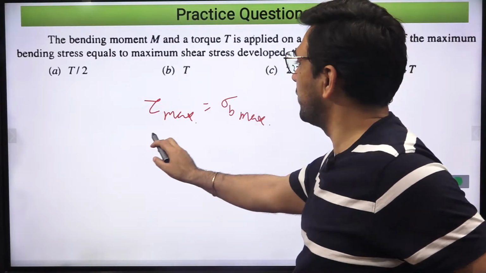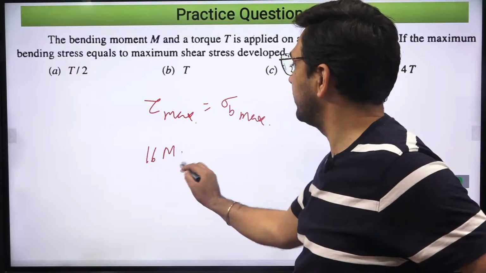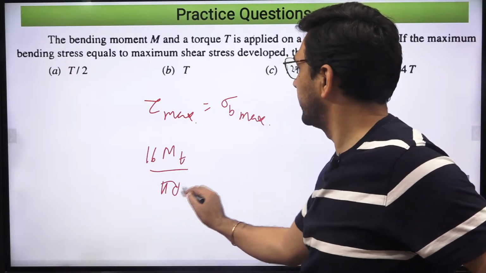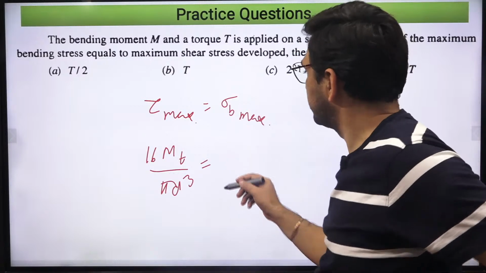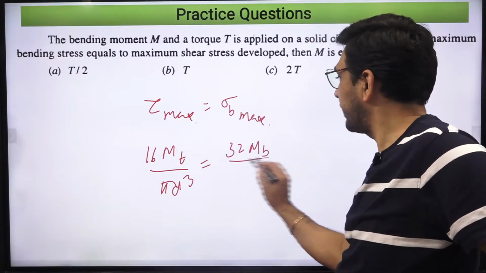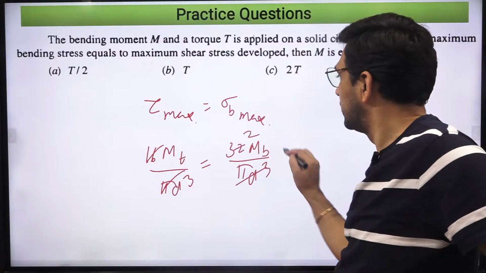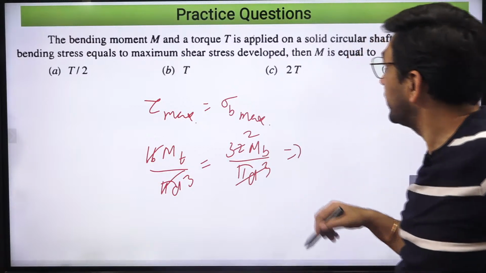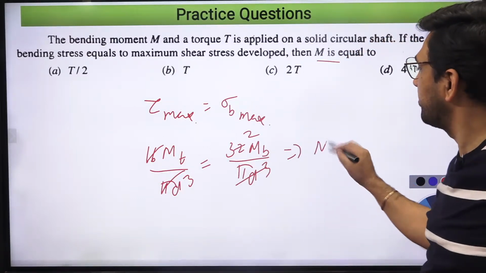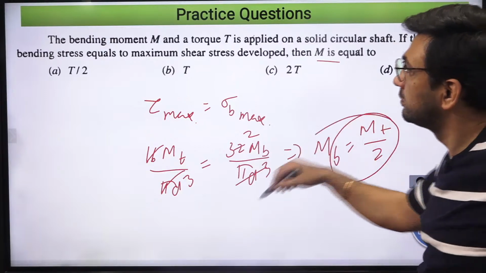In case of a torque, the shear stress is going to be 16 mt divided by pi d cube, which is equal to what? You have bending stress 32 mb divided by pi d cube. Cancelling 2, what is it asking me to calculate? M. So mb is going to be mt by 2. Answer A.